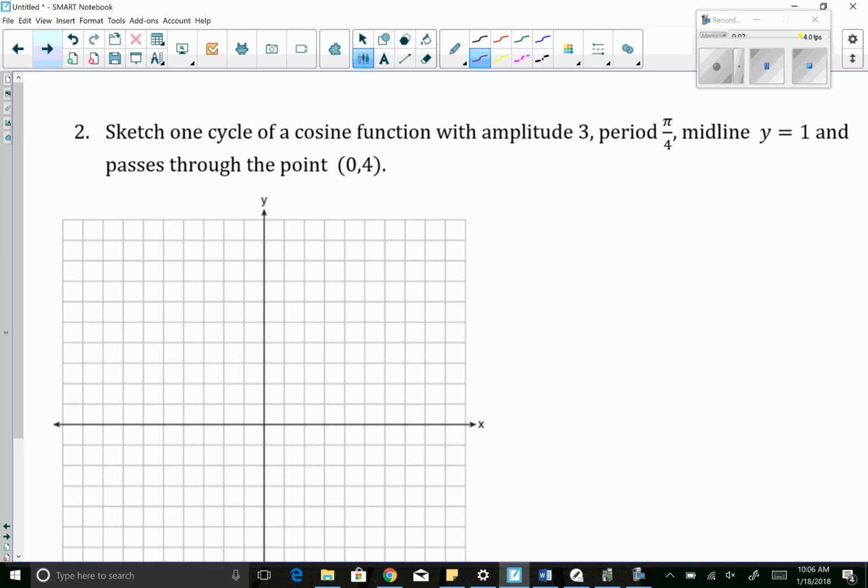Number 2 says sketch one cycle of the cosine function. So the cosine function looks something like this. It says that the midline is 1, so the first thing I'm going to do is draw that out. And since the amplitude is 3, I'm going to start 3 units above the midline, which goes through this point. Good job. And since the period is pi over 4, I'll go 4 boxes and make that pi over 4.